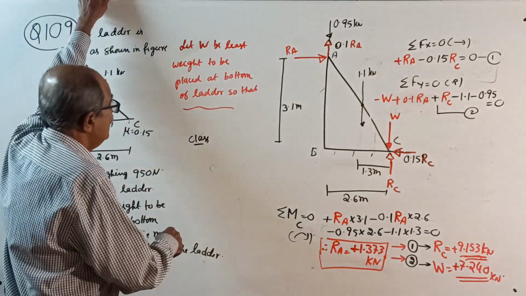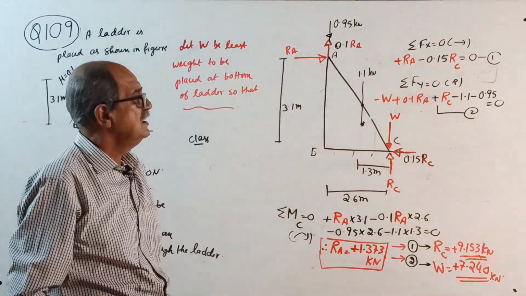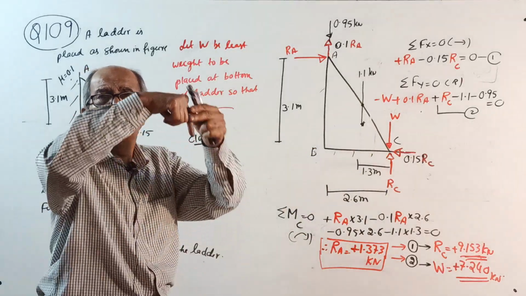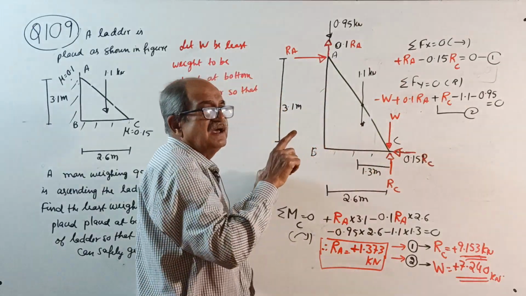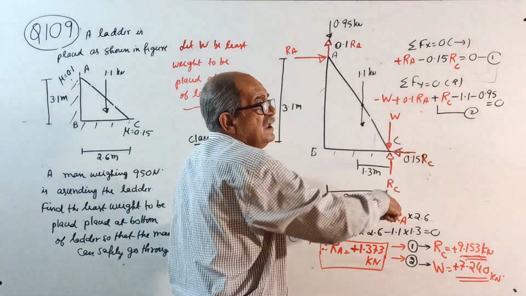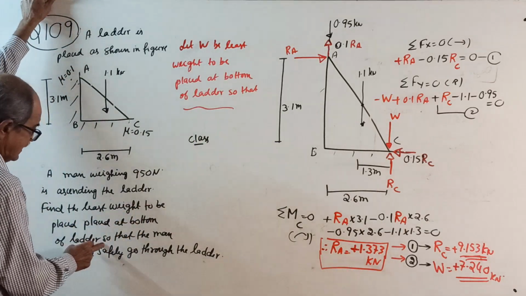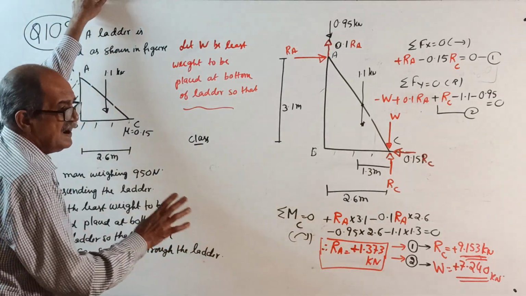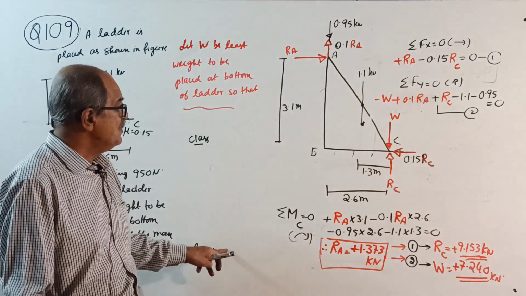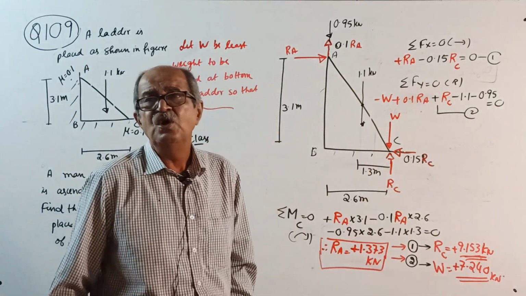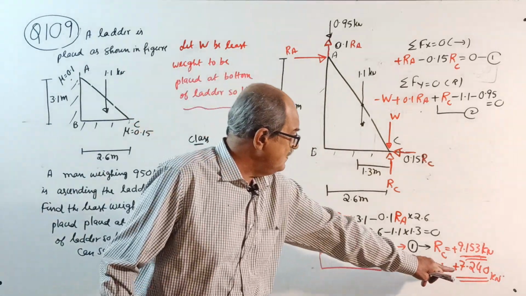Or they can ask you, instead of finding the weight required, how much vertical push is required. Both are the same. If they ask how much vertical downward push, see, when the ladder is slipping, you should push this way. How much vertical push is required? Instead of W, you write P. That's all. Find the least weight to be placed at the bottom of the ladder so that the man can safely go up the ladder. They want the least weight, so the ladder should be on the verge of slipping. Least weight required is 7.240. So if they want safety, they should place a little higher weight.